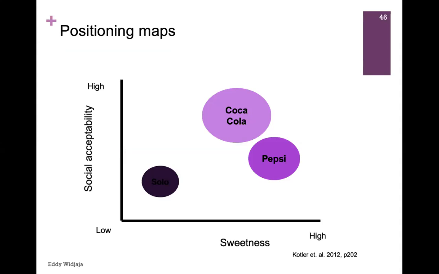Okay, but again, that is probably challenging, because perception is not easy to change, right? So probably the best way is for us to avoid those two global brands to create our own position. So yes, we are going to be considered as low in terms of social acceptability and low in terms of sweetness. So with that, we avoid those two big brands in the market.